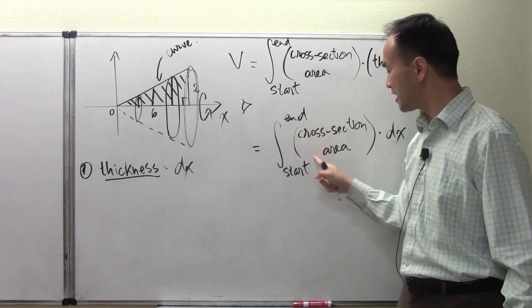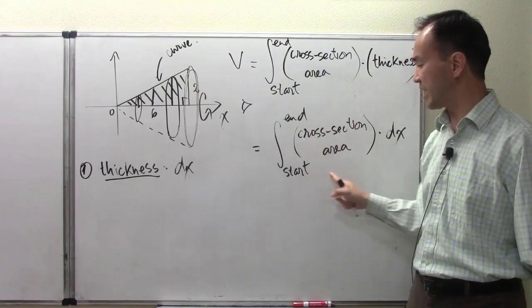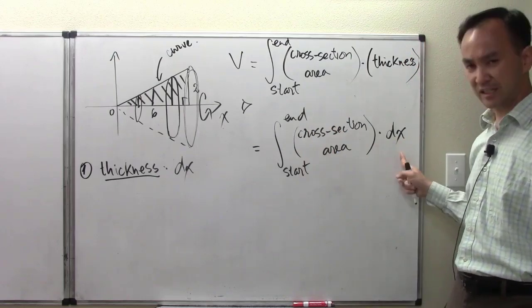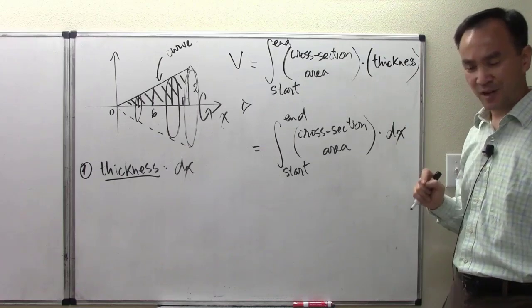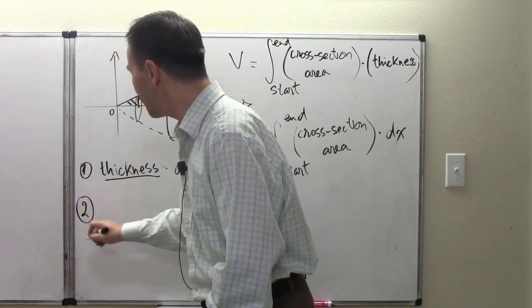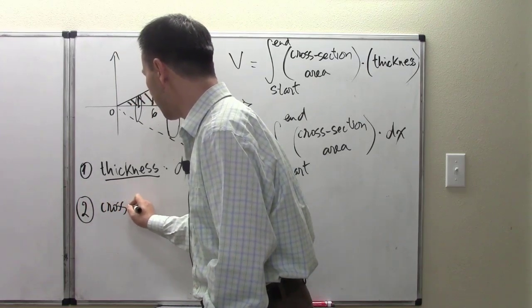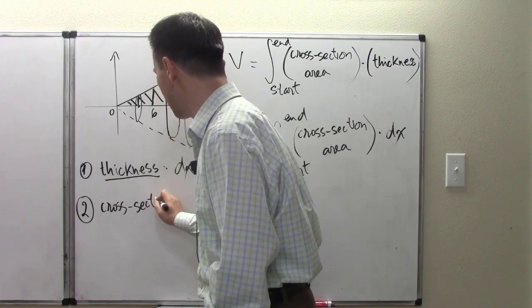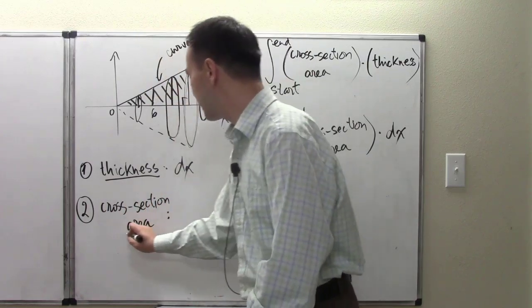So the cross-section area here as a function, we need to recognize that cross-section area as a function of x, because the differential expression here is dx. And so now it's time to look for the area of the cross section, or what I call the cross-section area. All right, so let's find out what that can be.